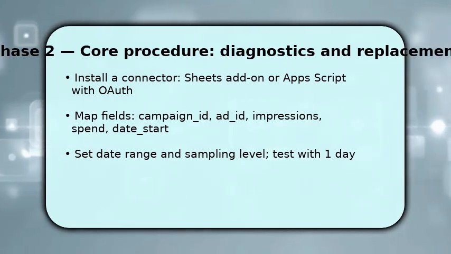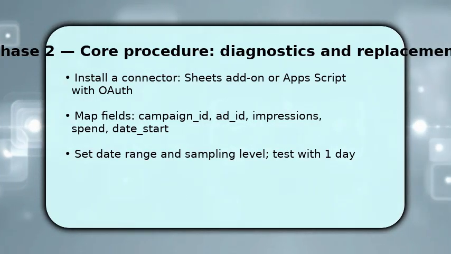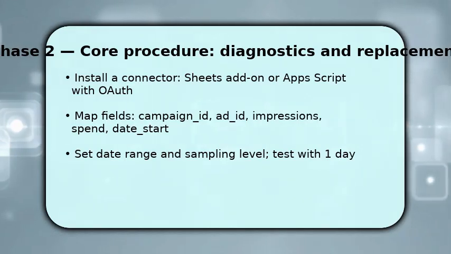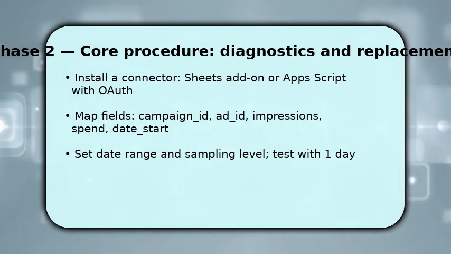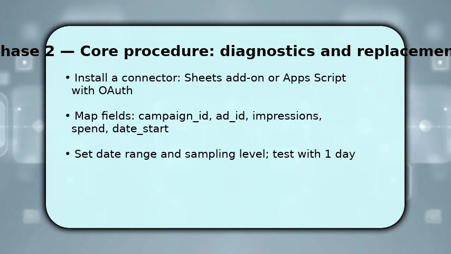Run a test for 1 day. Inspect header alignment and types. If numbers look off, review token permissions and sampling parameters before continuing.